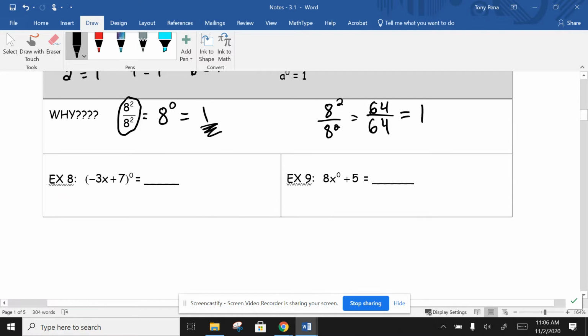So for example number 8, since this 0 is outside of the parentheses, that means everything inside of the parentheses is raised to the 0 power. So since everything is to the 0 power, it's as easy as it gets, that whole thing has to be a 1.